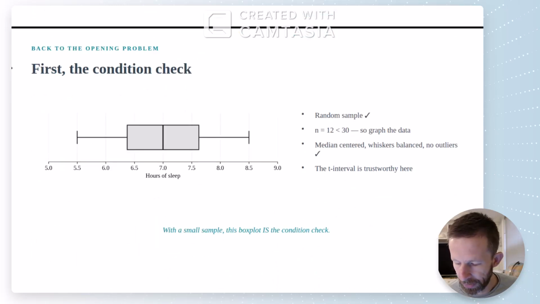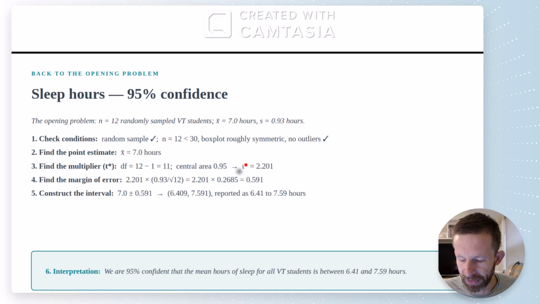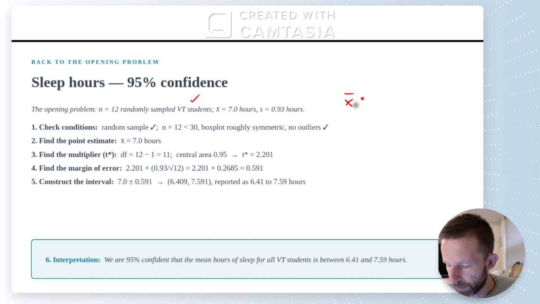All right, so here is my sleep study data. You can see when we graph it, because sample size is less than 30, we have to graph the data, take the data, put it into a box plot, and you can see that it matches pretty nicely. No outliers, no clear obvious skew. So we would construct the confidence interval. Since my condition is checked, I would do x bar plus or minus t times s over the square root of n.